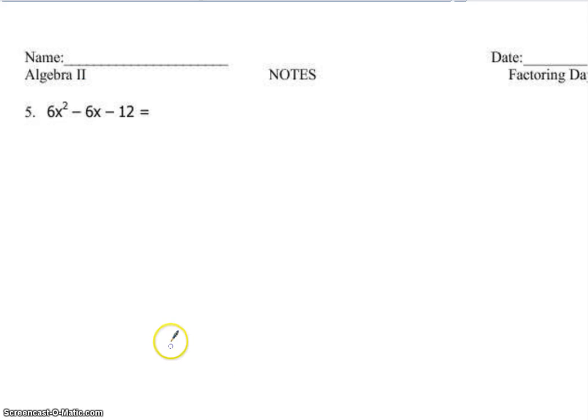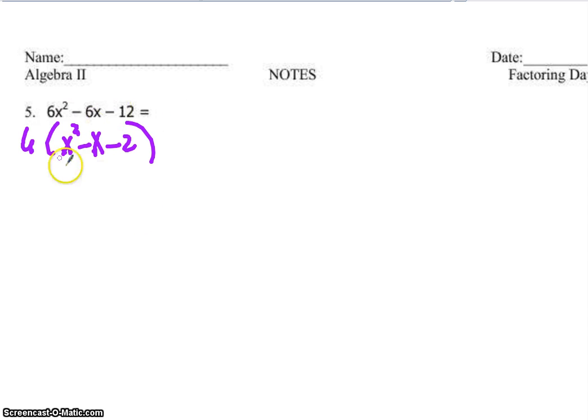Looking at number 6. Notice that all of these will divide by a 6. Your life will be so much easier if you pull that 6 out. And it leaves you x squared minus x minus 2. You're not going to lose the 6. You're just not going to use it again until you write it at the end.